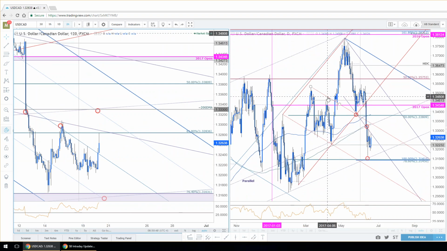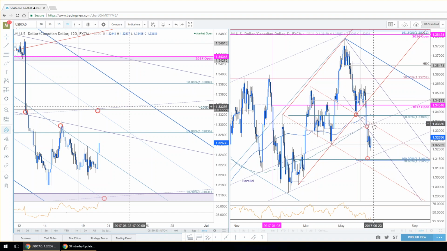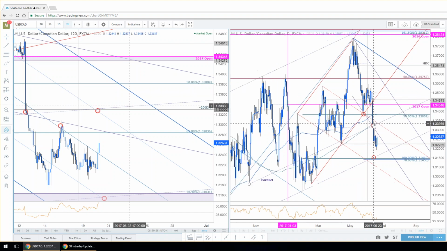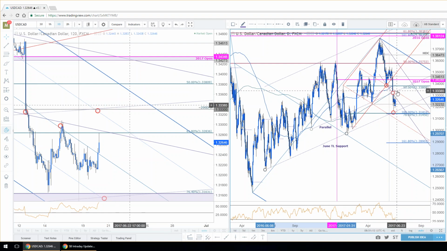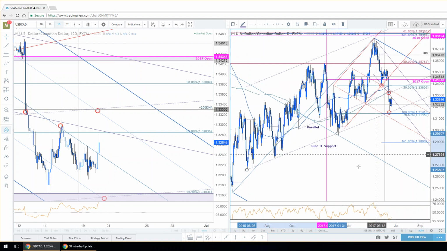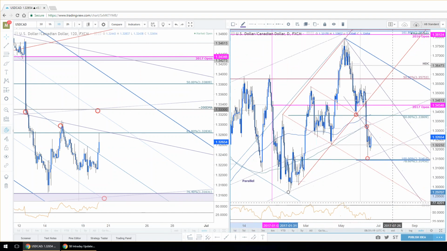Former slope resistance, really nice pivot, support, break saw acceleration, and now converges on the 200-day moving average and a parallel. So if you take that trendline support off the June lows, take a parallel from the October lows, support, pivot, support, all of that converges right here into 33.30. So if we get that, it's an area where I'd start to look for some near-term exhaustion. This is obviously the first zone right here.